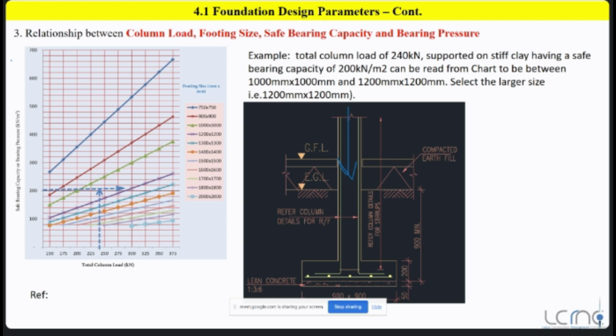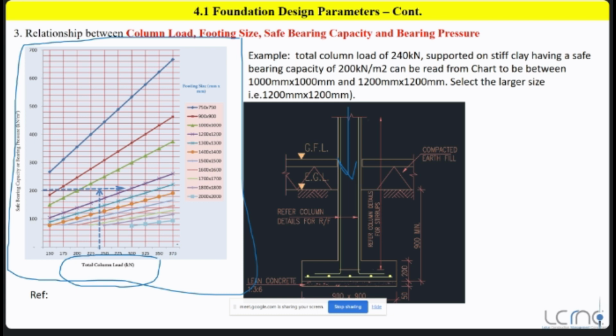For example, for that one we have a separate diagram. You need to have this kind of diagram depending on the column load. Okay, let's say now our column load is 240 kN. Let's say you are supported on clay.